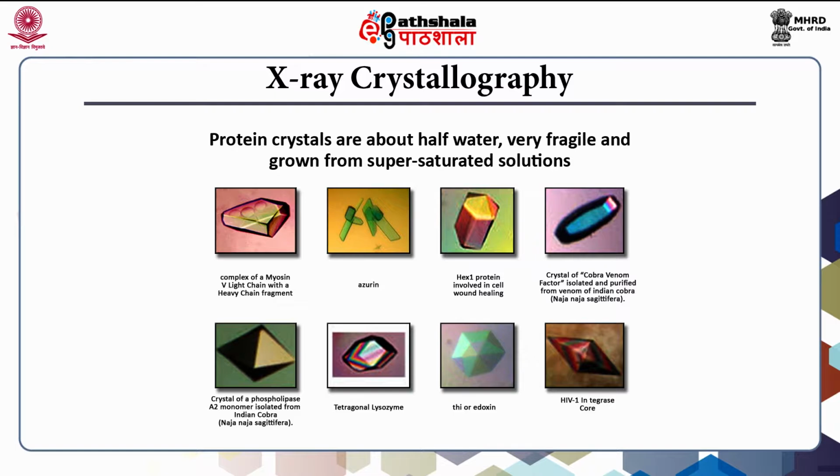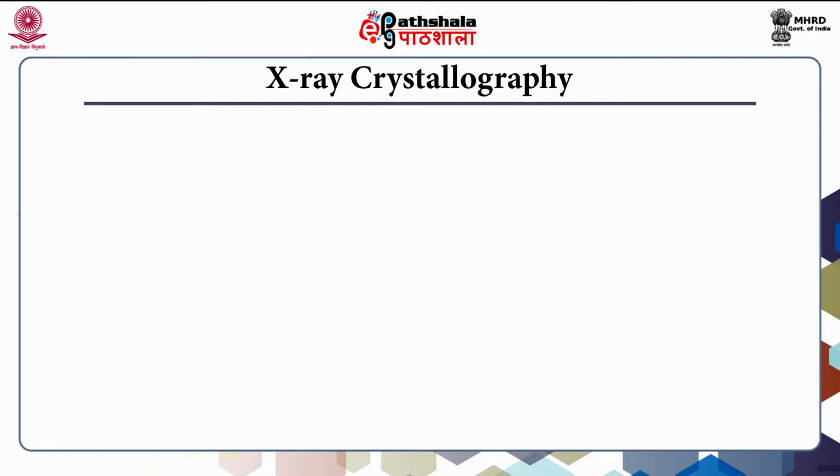Here on the extreme right side in the second row, we can see the crystal structure of HIV1 integrase core, and this HIV1 integrase core looks like a very colorful, beautiful structure. Here we can see different protein crystals having beautiful colors, which are isolated from the individual proteins. So far we have discussed the protein crystals, and now we are going to discuss the next requirement, that is the source of X-rays.